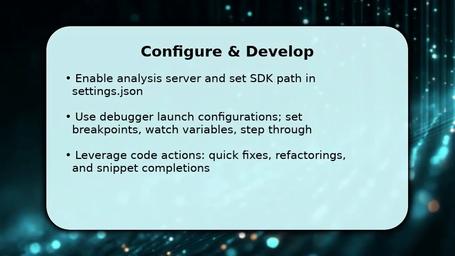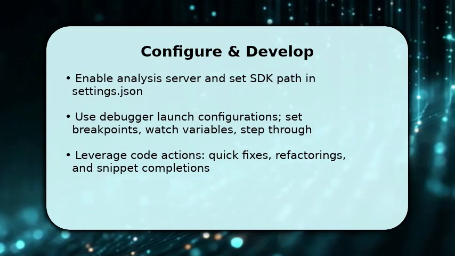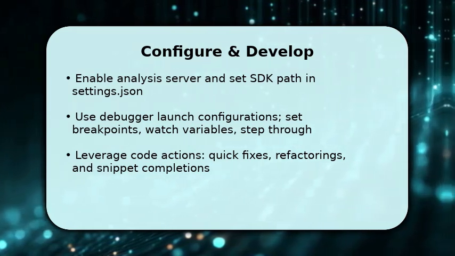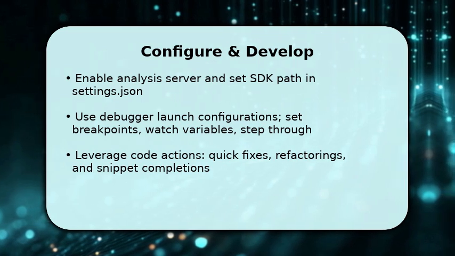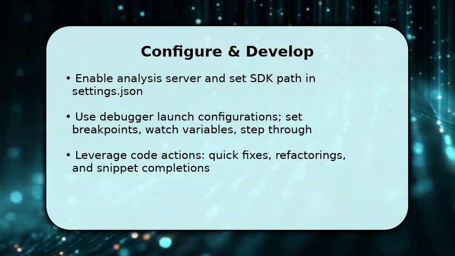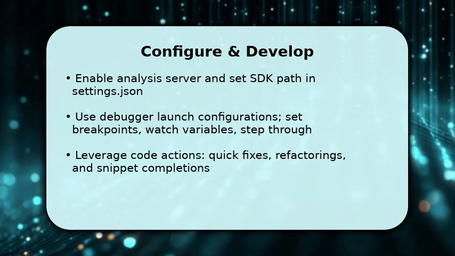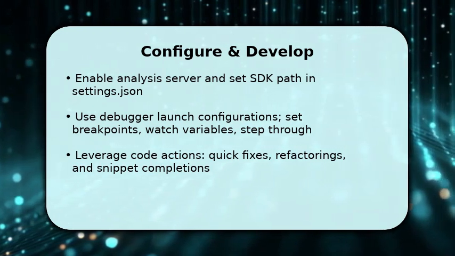Now you configure tooling for efficient development. Open Settings JSON and set the Dart SDK path, or let the extension discover it. Enable the analysis server so you get fast errors and suggestions. Then create launch.json entries for Dart or Flutter debugging. Set breakpoints and use step into and step over to inspect behavior.